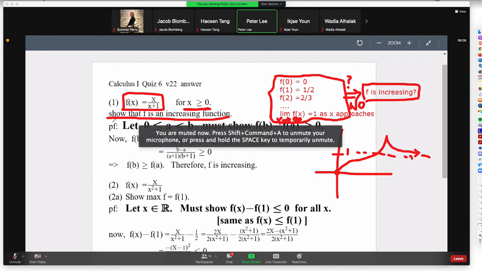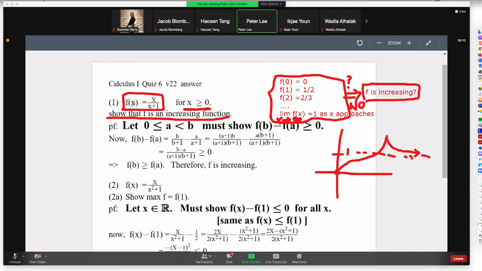Exactly. Yeah, we know that this function is increasing, but your proof does not work. Okay, let me make this clear. We know that this f is an increasing function, but your proof does not work. Get that? It's not the result. It's the proof. And so your job is to prove this.